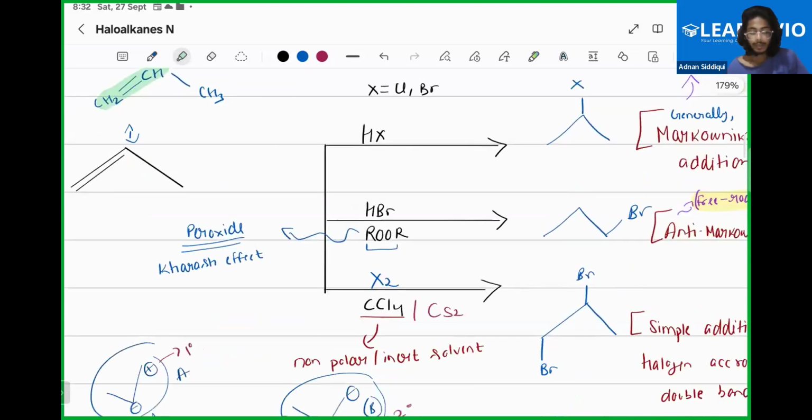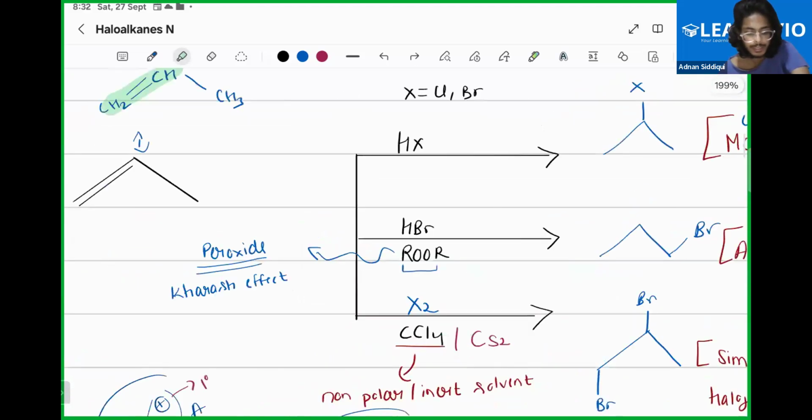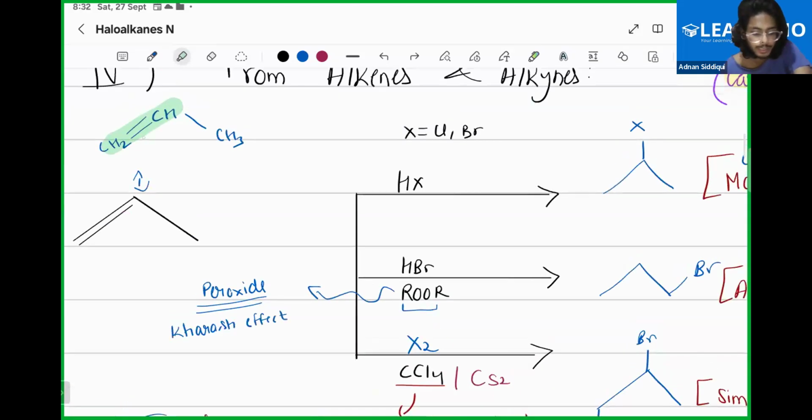Now, if with my HBr I am adding peroxide, then I will observe anti-Markovnikov addition. What does the anti-Markovnikov rule say? It says the halogen will go to the carbon which has more hydrogens. So in this case, which has more hydrogens, in the double bonded state only? CH2. So it will add like this.